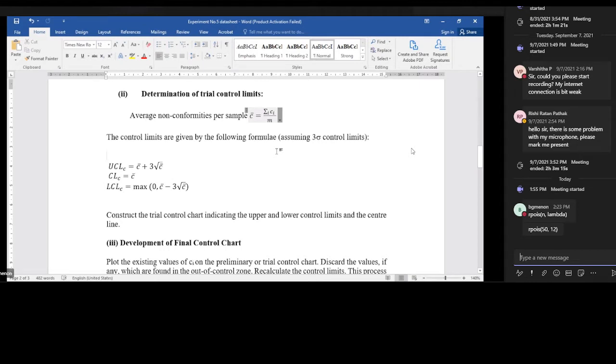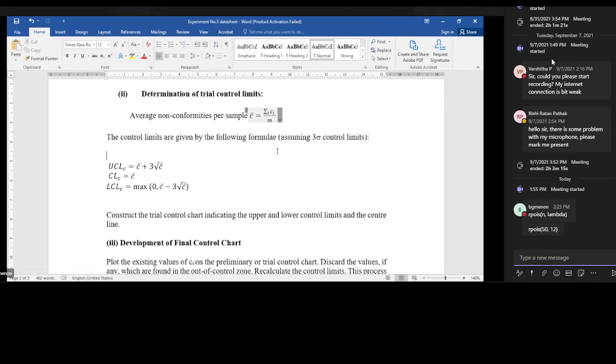The upper control limit is given by c bar plus 3 into root c bar. The lower control limit is given by c bar minus 3 into root c bar. If you get a negative value for LCL, then you have to take it as 0. But if you are getting a value above 0, then that value has to be taken. And the central line, CL, is nothing but c bar itself. Now you can plot the control chart.